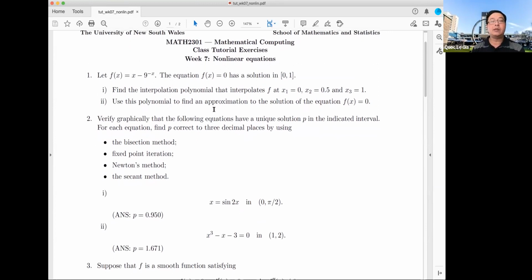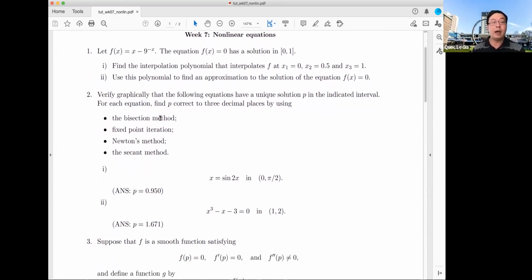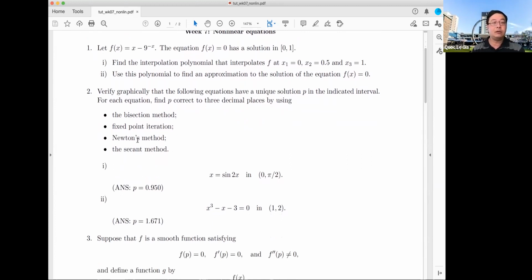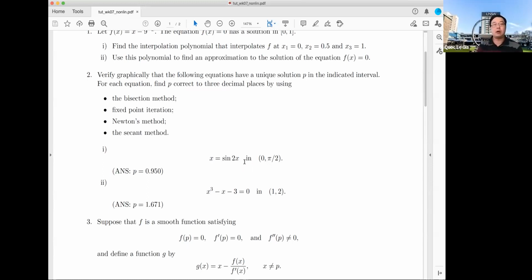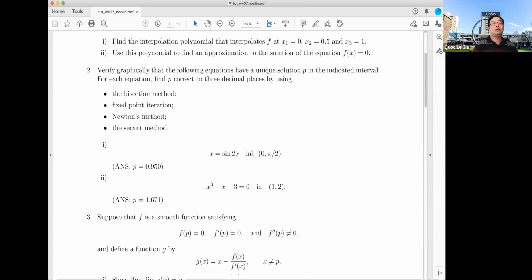So you use this polynomial to find approximation. Okay, so we solved already, yeah. So to get out the 0, you can get the 0. So now the next question is solved by bisection method, by fixed point iteration, by Newton's method, by secant method. So this one, you do it by hand, okay? I just leave it to you because either you do it by hand or you write a simple MATLAB script to compute the iteration, yeah?